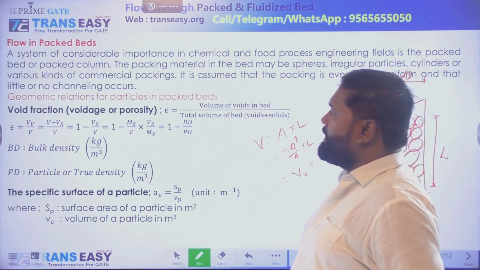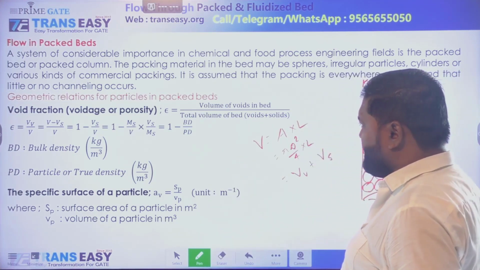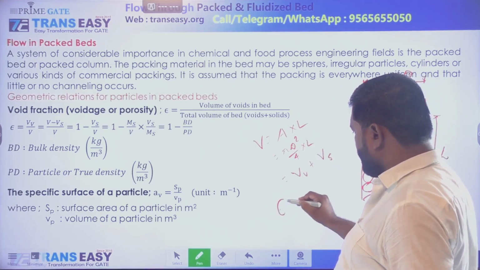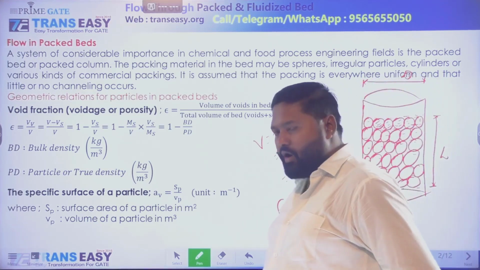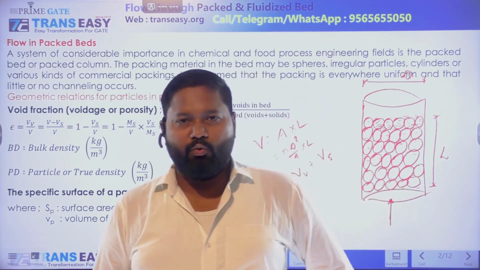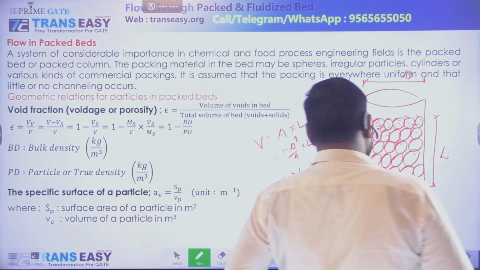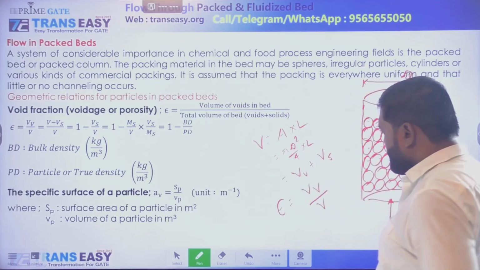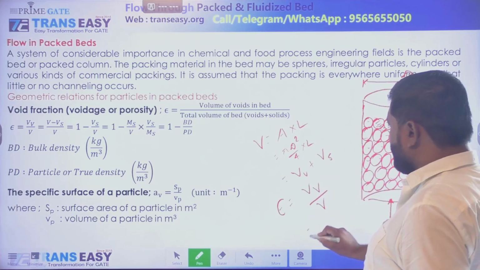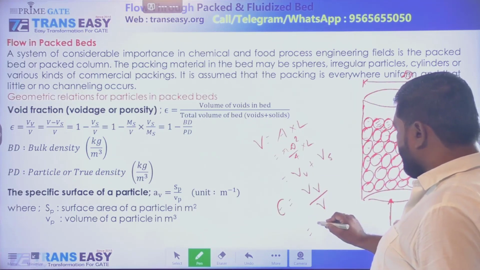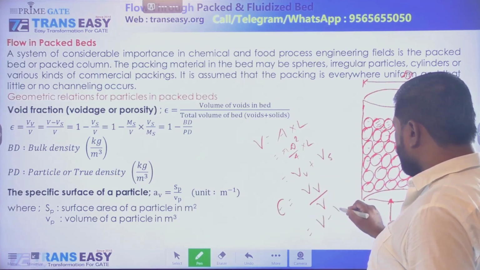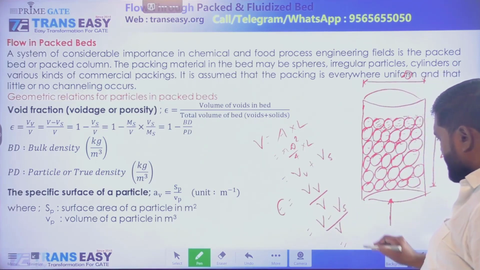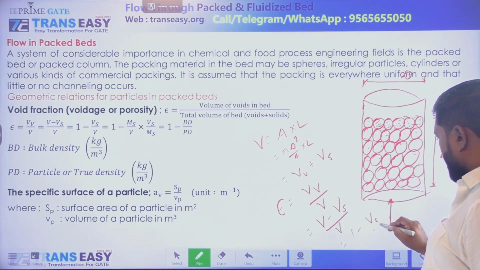Now we see void fraction, voidage or porosity, epsilon. It is the volume fraction of voids. That is the volume of void upon total volume of the bed. Volume of void is total volume of bed minus volume of solid particles, upon total volume of the bed. That is 1 minus Vs upon V.